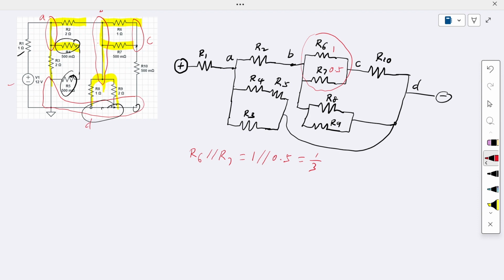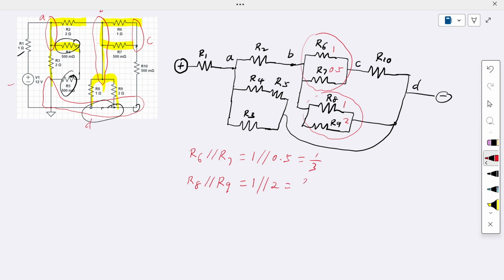Then we can also calculate this one, where R8 is in parallel with R9. The R8 value is 1 ohm and R9 is 2 ohm. So that means 1 parallel with 2.